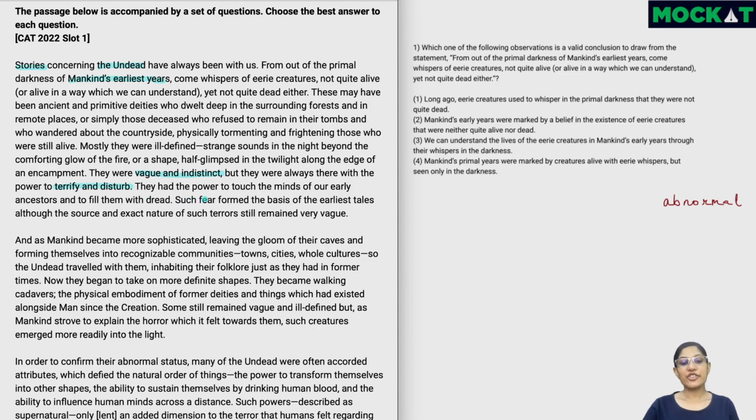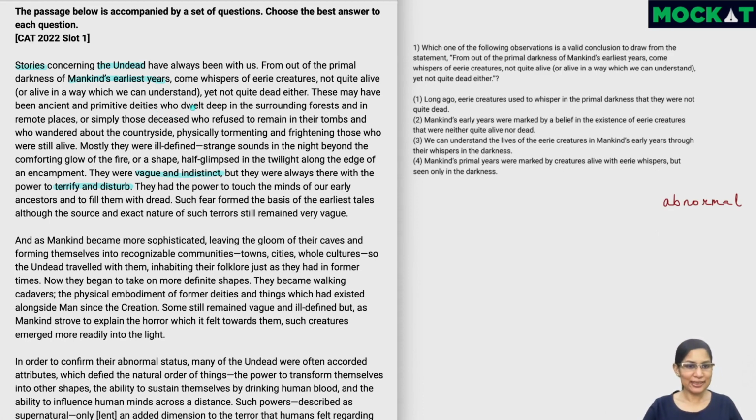Similar meaning. Such fear formed the basis of the earliest tales, though the source and exact nature of such terror still remain very vague. So these early undead, these stories have been there since mankind's earliest years. So they were basically undead. They were not alive, but they were not dead either.